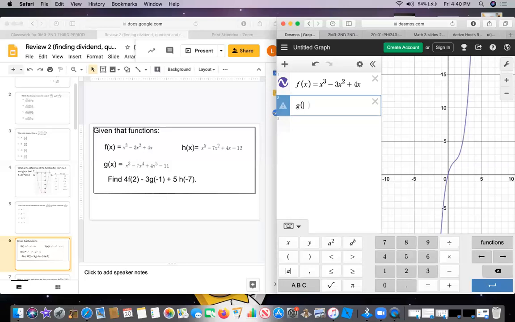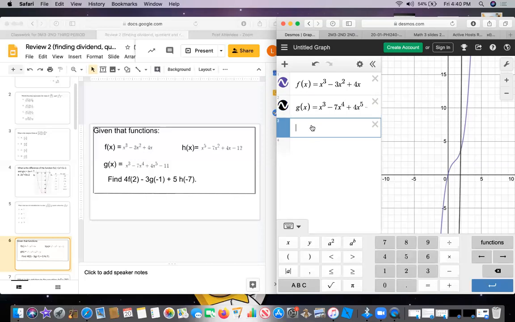The second function is g of x equals x cubed minus 7x to the fourth power, plus 4x to the fifth power minus 11. And then we will have the third function, which is h of x equals x to the fifth minus 7x squared plus 4x minus 12. I just hope that I am putting the equation correctly.